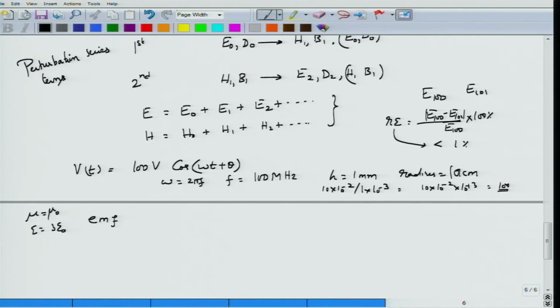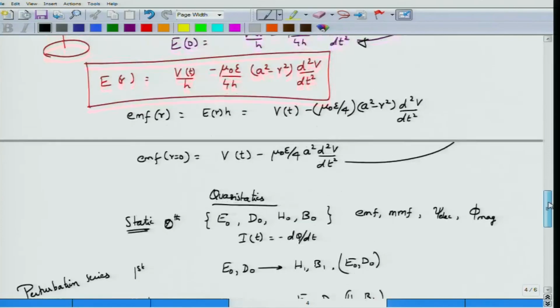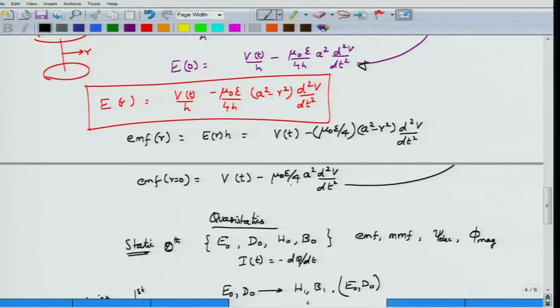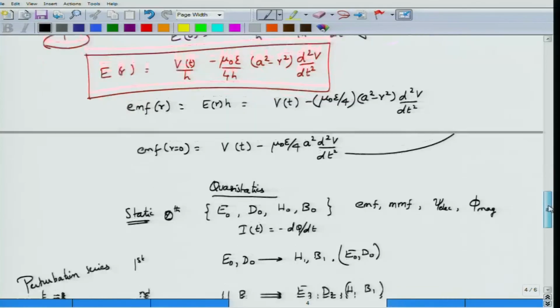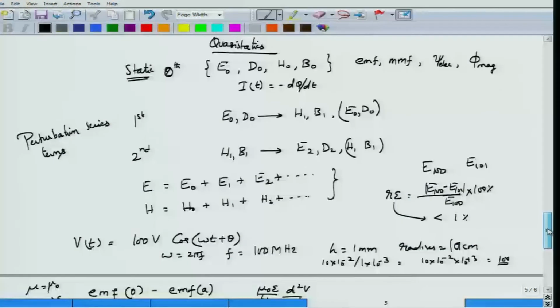Okay. If you find the EMF and find the difference between EMF at 0 and EMF at a, both of these terms can be obtained from the expression for EMF that I have. EMF at 0 is this fellow, and EMF at r equal to a can be obtained by substituting r equal to a, at which point the second term drops out, and that would be equal to V of t. So, the difference term is simply equal to mu 0 epsilon by 4 a square d square V by dt square.